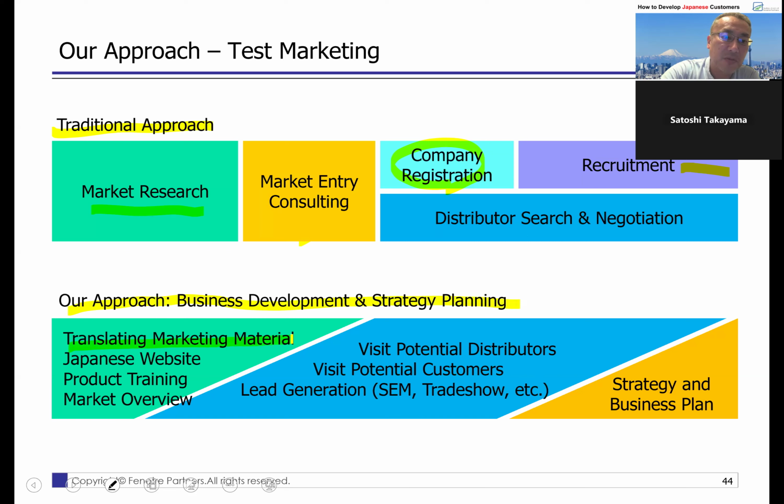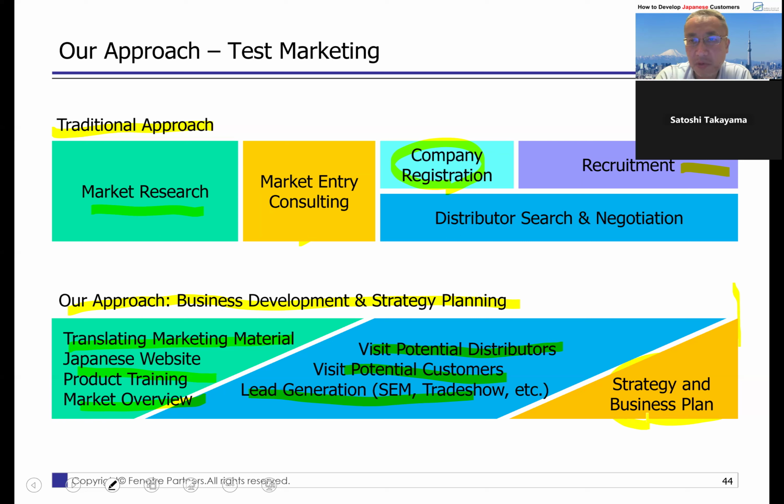Translation of marketing material. Sometimes we develop a Japanese website, and product training is required, and we give you some market overview. Then immediately we start visiting potential distributors and customers, and we also do some lead generation activities on digital or visiting trade shows. And usually at the end of our first 6 months contract period, we provide a sales strategy and a business plan to our client.